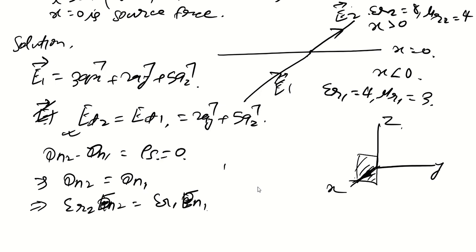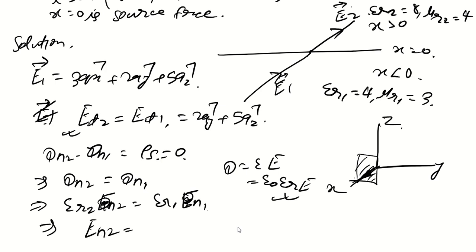Why? Because we know D is equal to epsilon E, which will be epsilon naught into epsilon r into E, right? And on both sides epsilon naught will come, so those are getting cancelled. So this is how we are going to get En2 will be equal to epsilon r1 by epsilon r2 into En1. So that will give us epsilon r1 is how much? 4 by epsilon r2 is how much? 8 into En1. Now the normal component of electric field in medium 1.